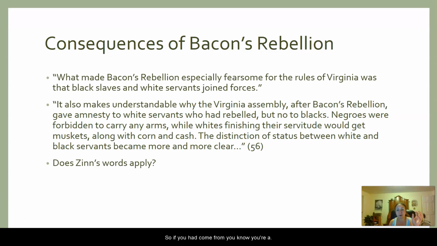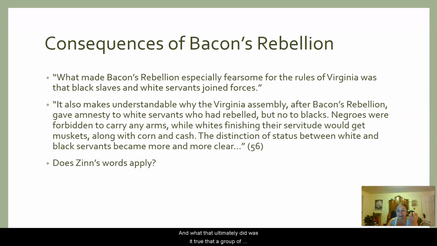If you had come from Europe, you would be considered an indentured servant, and now you could take your master to court if he or she treated you unfairly. You would be sure to have a voice in court. You would be insured land, and you'd be insured clothing. But if you came from an unchristian country or place like Africa, you were perpetually a slave, and you had no voice in government, and you would never be free.